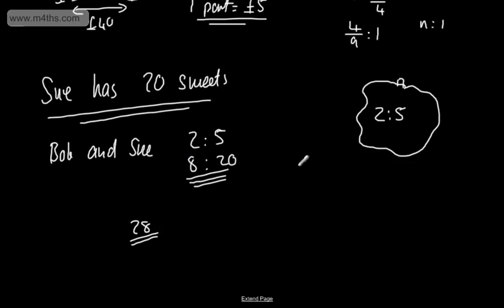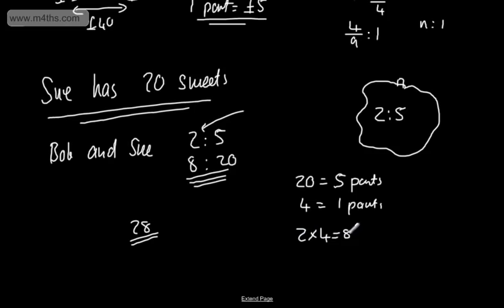Another way you could look at it is that 20 is equal to 5 parts. So if we divide now 20 by 5, 1 part is going to be 4 sweets. So if Bob has 2 parts, then he's going to have 2 times by 4, which is going to give us 8. And we know that if he has 8, she has 20, we've got 28 in total. So that's kind of working it backwards in a couple of different ways.